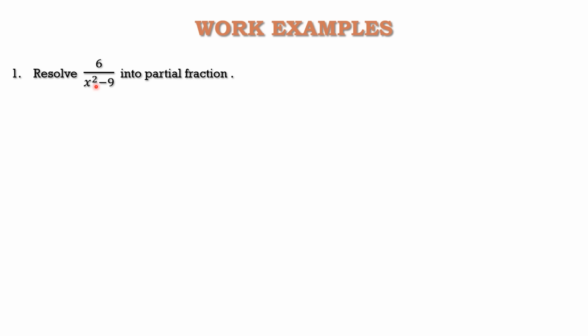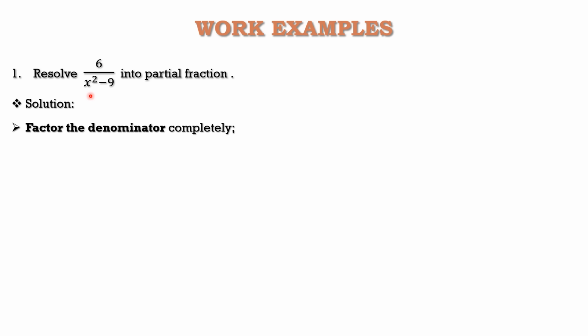Ask yourself this question. What is the degree of the numerator? The degree is 0. What is the degree of the denominator? The degree is 2. It means this one becomes a proper rational fraction, so we can separate it easily. Now, the first concept is to factor the denominator completely.